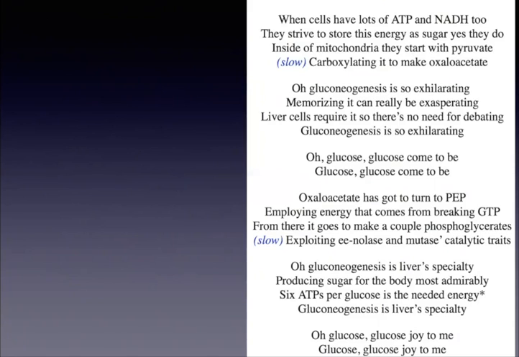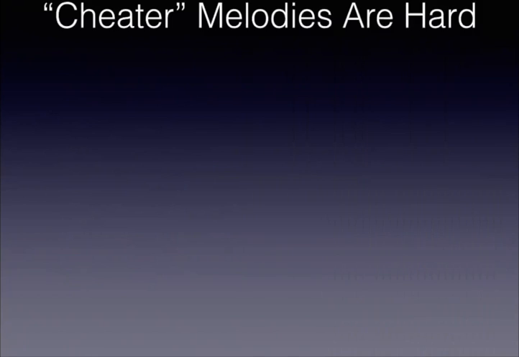When cells have lots of ATP and NADH2, they strive to store this energy as sugar, yes they do. Inside of mitochondria, they start with pyruvate, carboxylating it to make oxaloacetate. Oh, gluconeogenesis is so exhilarating. Memorizing it can really be exasperating. Liver cells require it, there's no need for debating. Gluconeogenesis is so exhilarating.